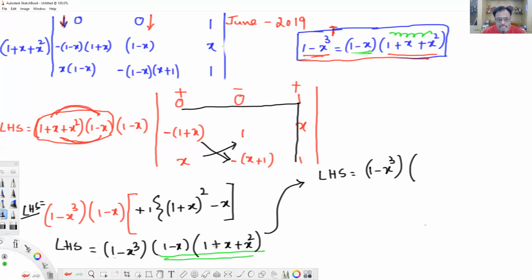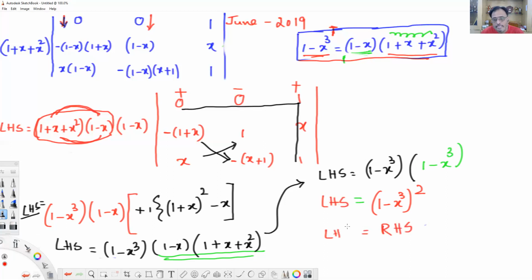1 minus x into 1 plus x square, I've already written here. Here you see that 1 minus x into 1 plus x square formula is 1 minus x cube. Again it is 1 minus x cube. Therefore 1 minus x cube into 1 minus x cube will become 1 minus x cube whole square. LHS, and this is equal to RHS now.